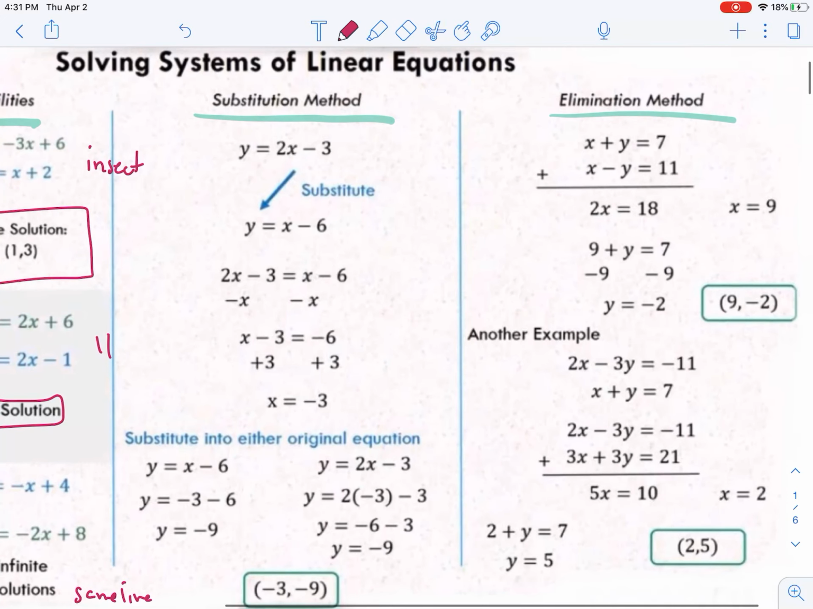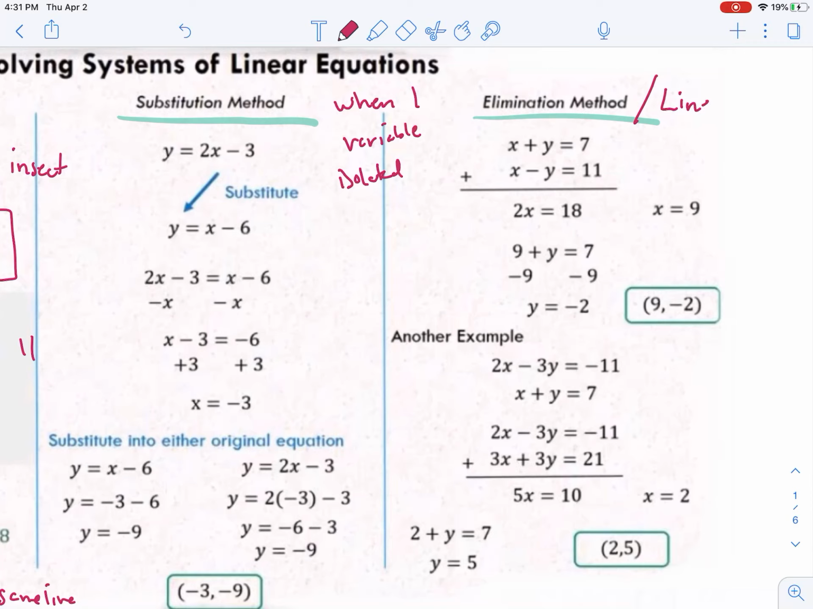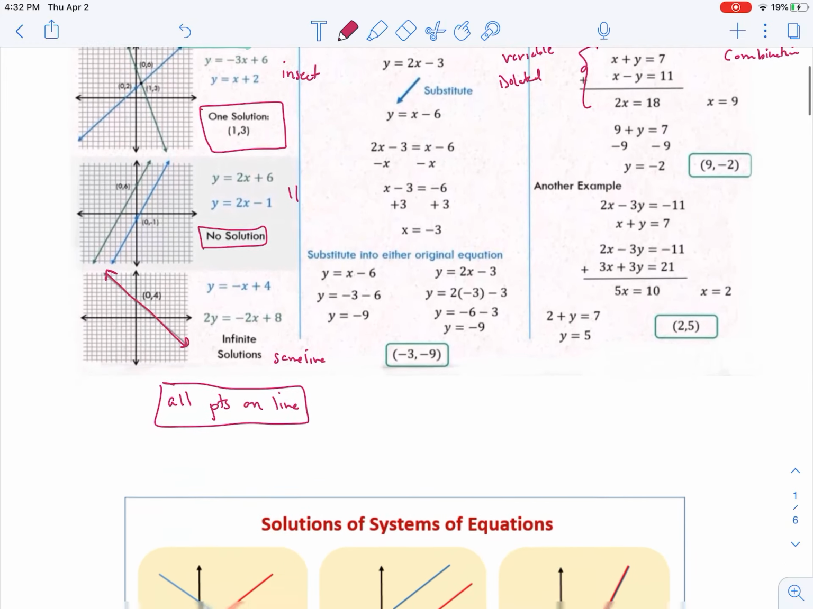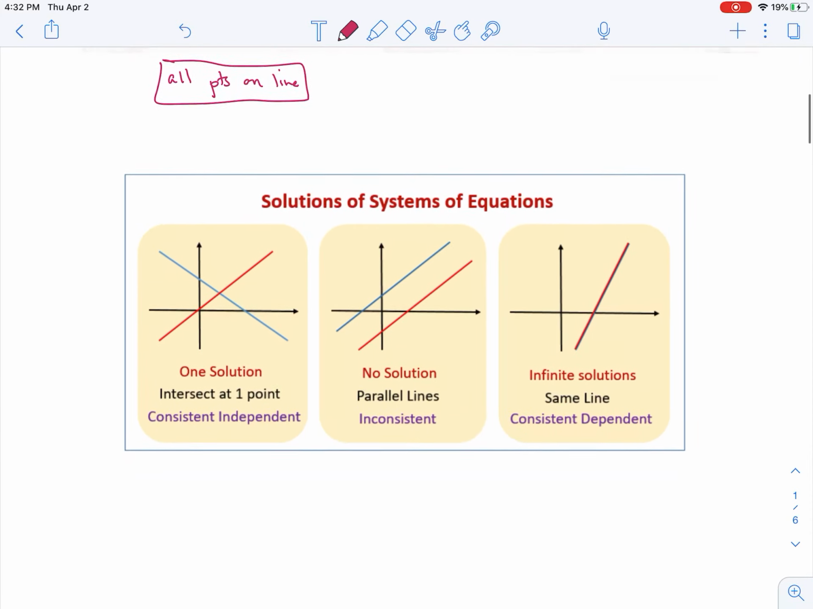Substitution method, I would do whenever one variable is isolated. Whenever one variable is already isolated, I would do substitution. I would do elimination, otherwise known as linear combination, whenever one of the variables isn't isolated. I would multiply by a factor and get either the x's to cancel out or the y's to cancel out. It is totally up to you which method you use. I would just encourage you to use the smarter method. I will never tell you solve this one by this method.